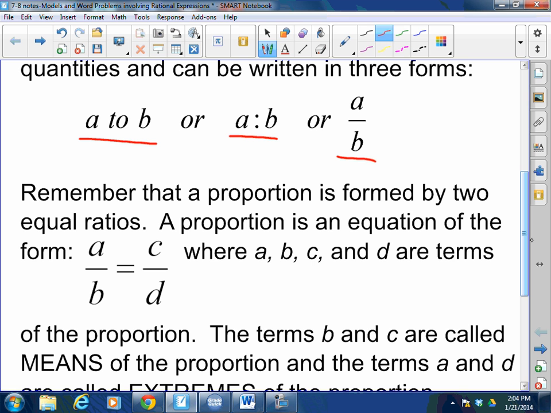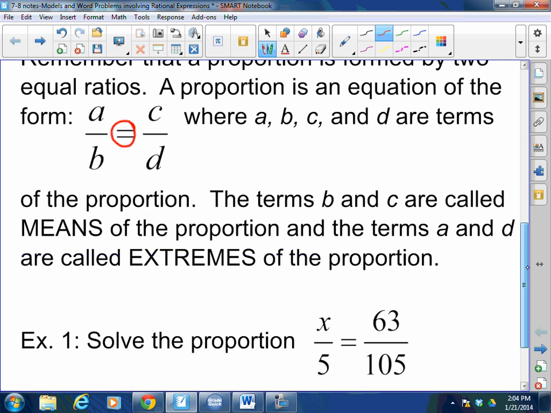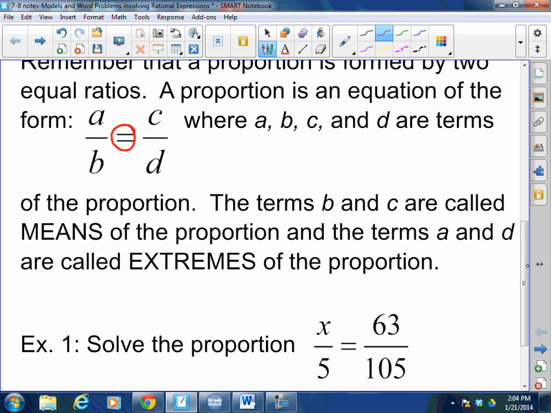A proportion is an equation in the form of the ratio A to B equals the ratio C to D, where A, B, C, and D are terms of the proportion. Now, I'm not going to get into this heavy today, but you're going to get into this super heavy next year in geometry. So when you see these words, you're going to say, oh, that's right, I remember kind of doing some stuff with that.